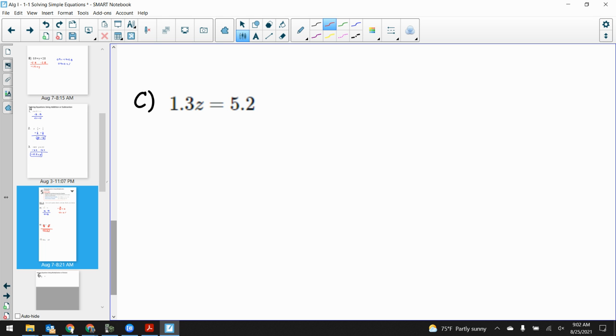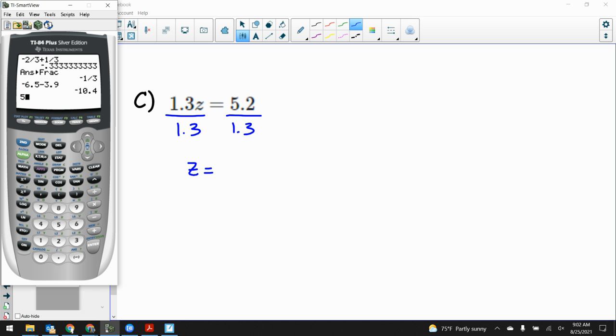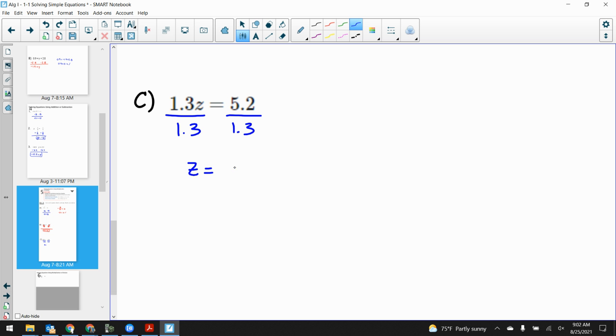What do I do here? What do I do to solve this one? Top. Divide by what? 1.3. Good. So z is equal to, we've got to take 5.2 divided by 1.3, and that gets us 4. Simple, right? Simple one-step equations. Add, subtract, multiply, divide. Let's do a couple more examples.